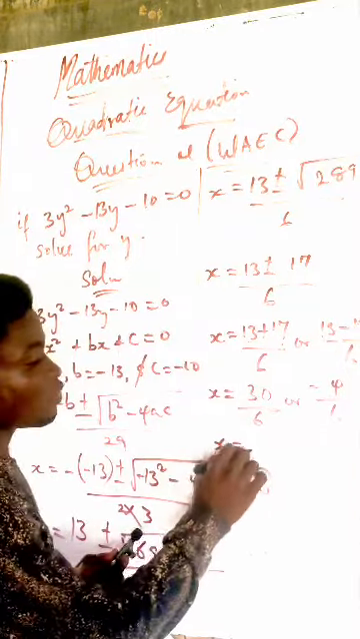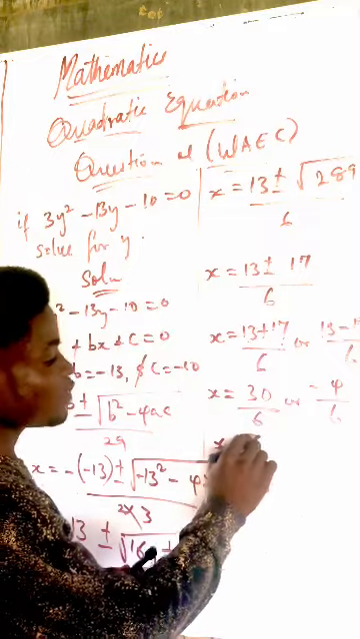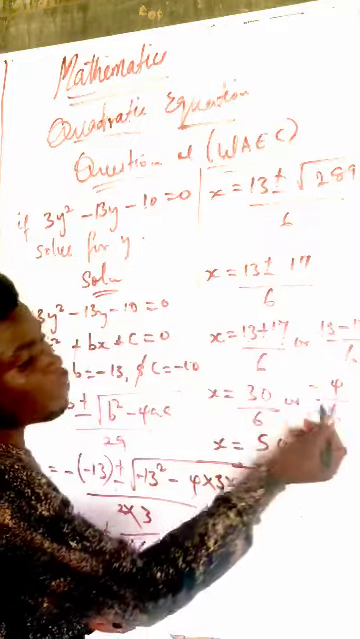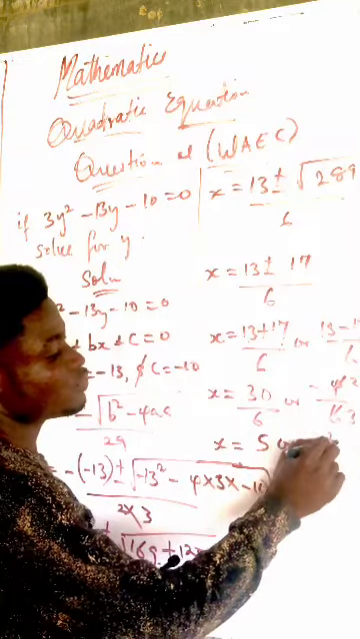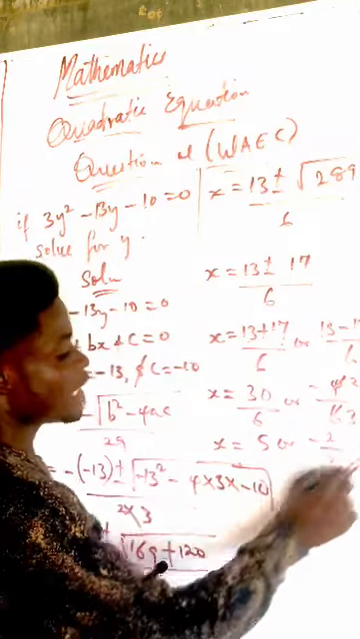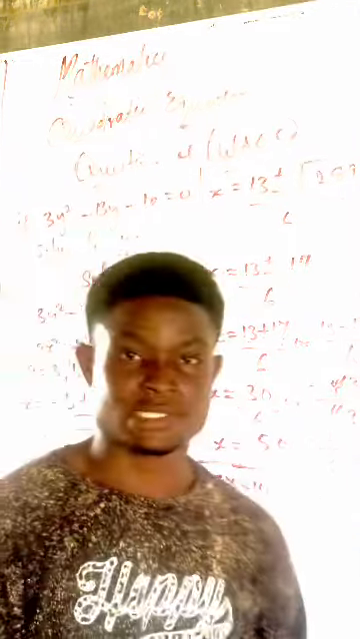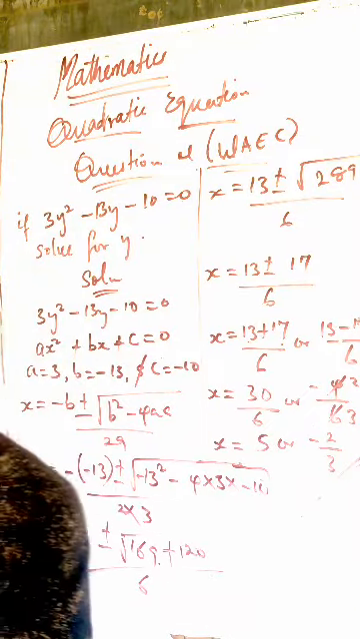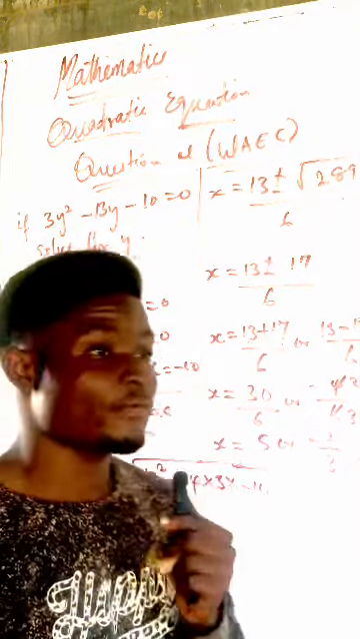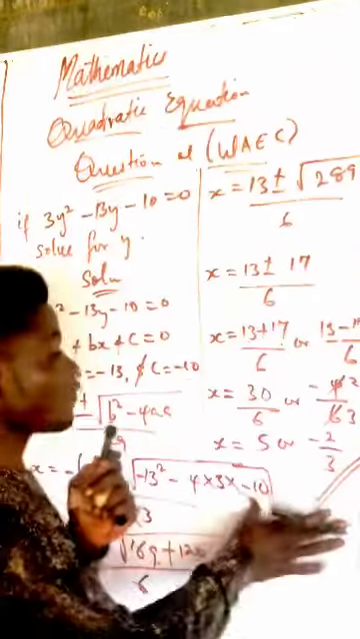So x is equal to 30 divided by 6, which is what? 5. Or what can I divide here and here? 2 here is what? 2 times 2 here is what? 3. Minus 2 over 3 is the answer to that. Those are the two values of x. So that is very easy to understand and work on. If you remember your formula, you can easily apply it to get every answer.